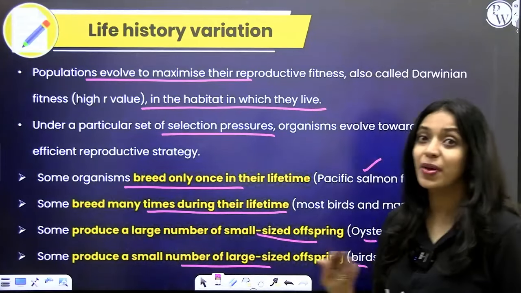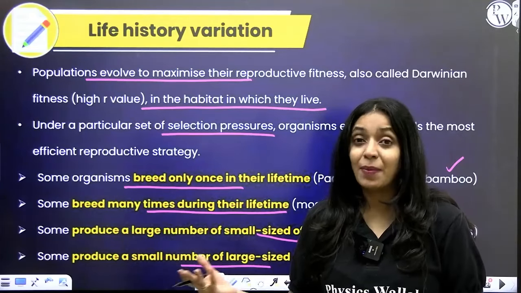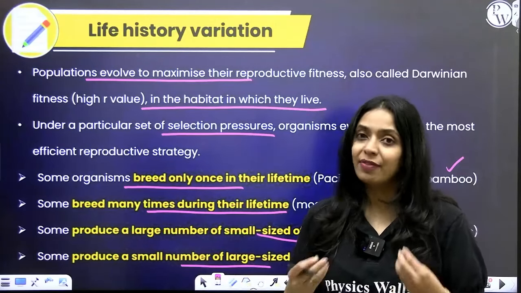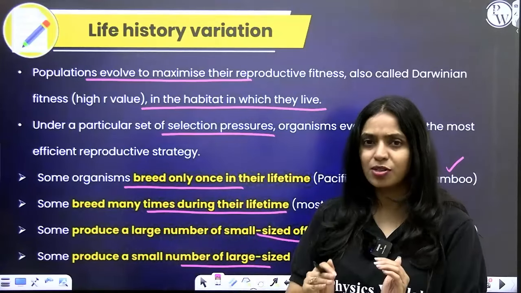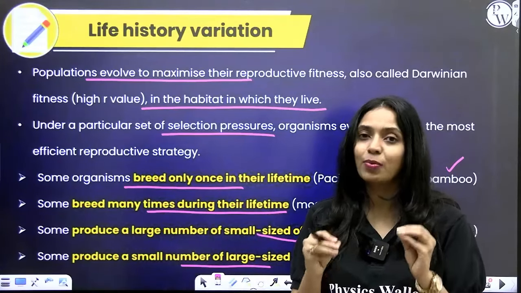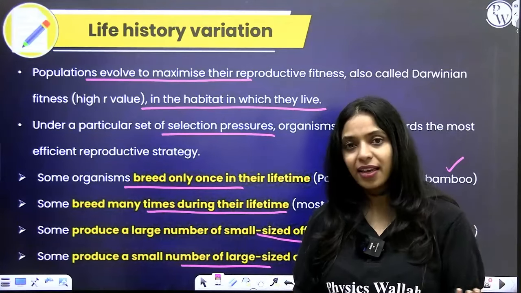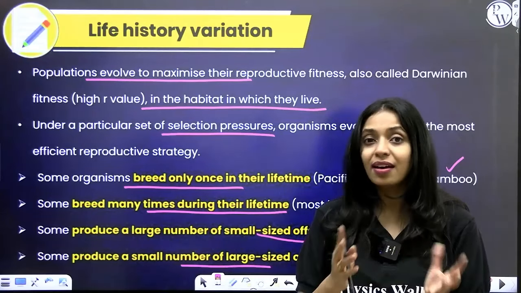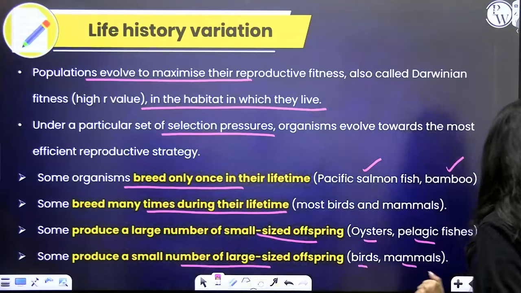Some produce a small number of large-sized offspring, for example, birds and mammals. You see how there is parental care in birds and mammals, right? Mammals, the females have mammary glands, they nourish the baby, they take care of the baby. Even in birds, you can see how the parents will go get food and feed the young. So they're taking care of them, they're teaching them important life lessons, and their survival rate is also great. In that case, you can see how a small number of organisms are produced that are relatively larger in size. So this is life history variation.